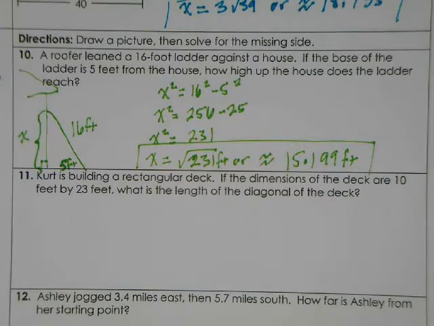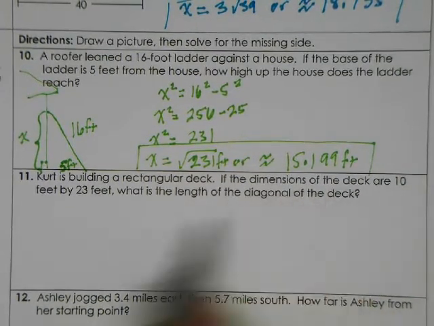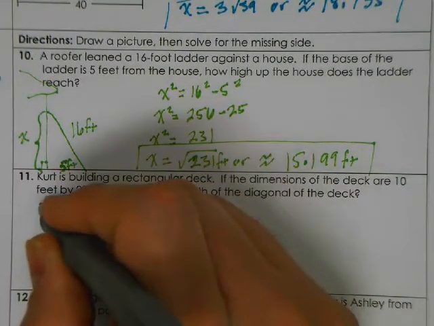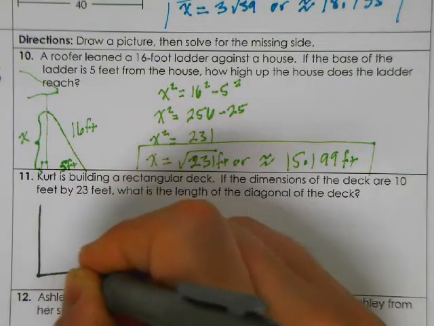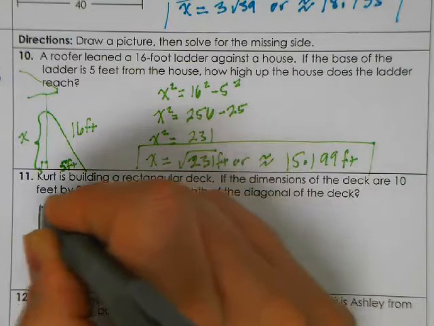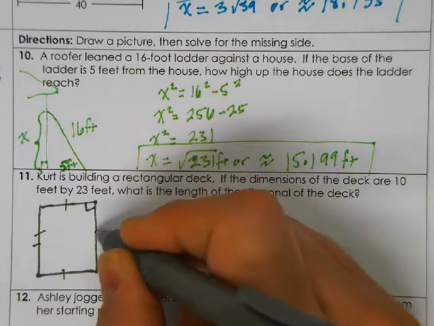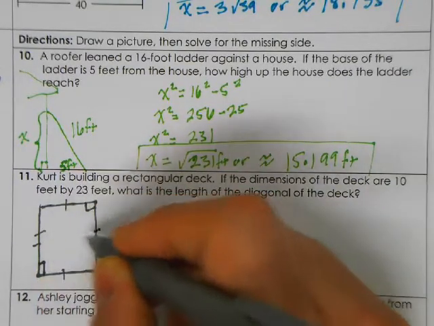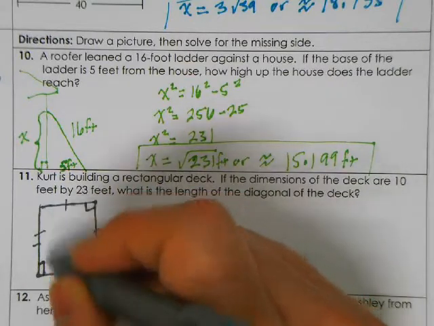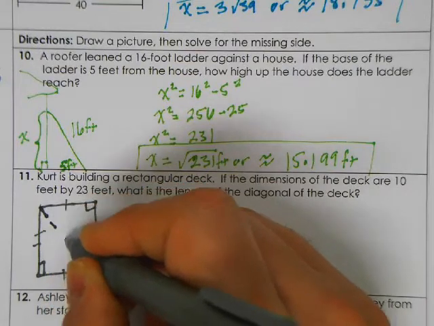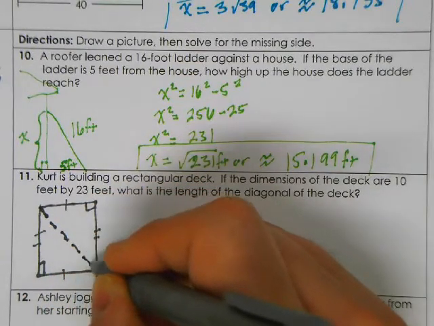And so the next one that I'll look at with you guys is an example. Number 11, Kurt is building a rectangular deck. If the dimensions of the deck are 10 feet by 23 feet, what is the length of the diagonal of the deck? So again, a pretty classic type of problem using a non-right triangle figure to work with something with a right triangle. Because it is a rectangle, we know that the opposite sides are going to be the same, and all four corners are going to be 90 degrees. And so what it's asking us to do is to identify the length of the diagonal.